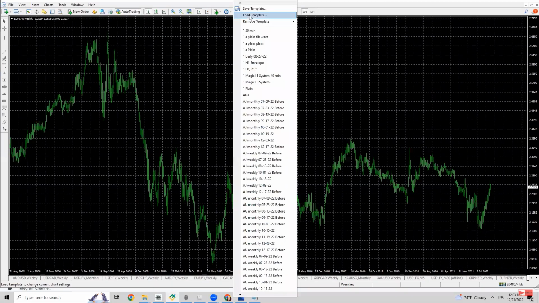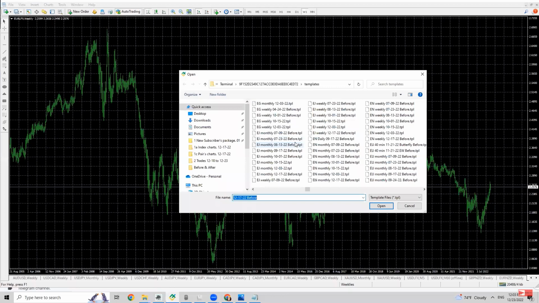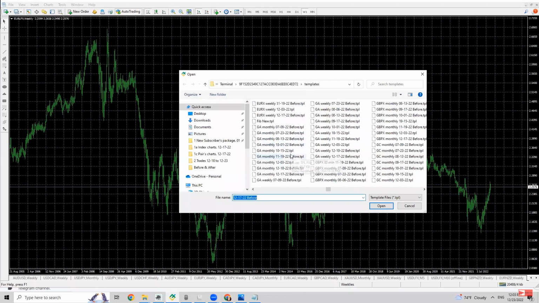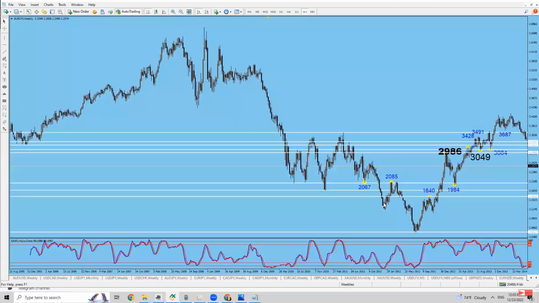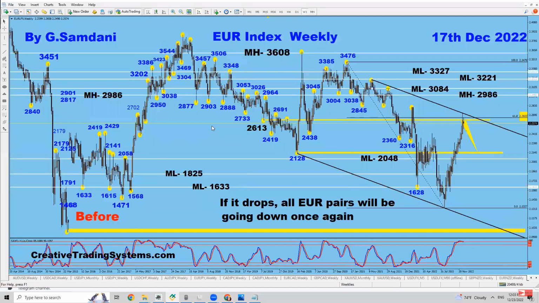Template, yeah. See, euro. I don't want to. Today's Friday, so I don't want to open that broker anymore. I mean that MT4 for index. Now here, you look at that, right?